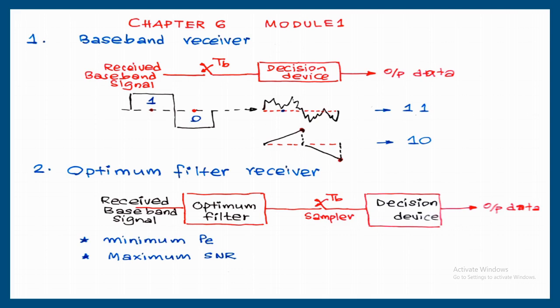Regenerating baseband signal from the received signal is the function of baseband receiver. Baseband transmission is transmission of ones and zeros without modulation. So pulses are used for transmission of ones and zeros. From the received baseband signal, regenerate the original ones and zeros. That is the function of baseband receiver. So the receiver used for regenerating digital information from received baseband signal is known as baseband receiver.